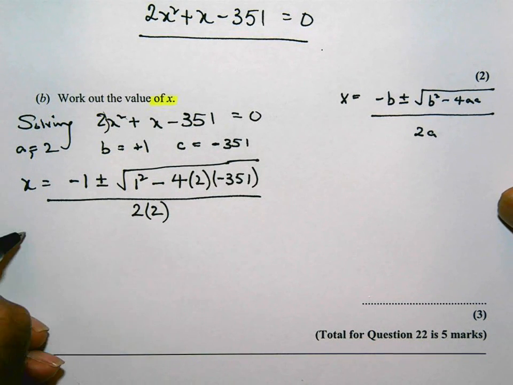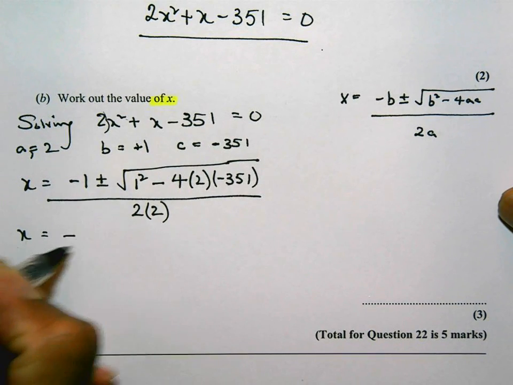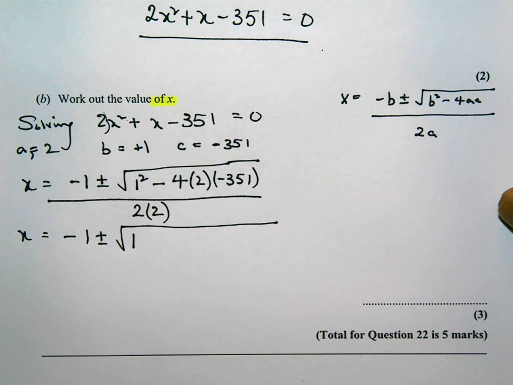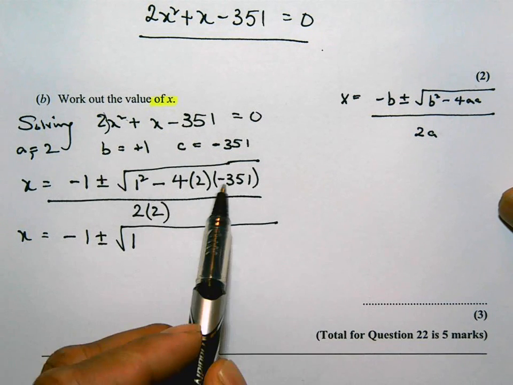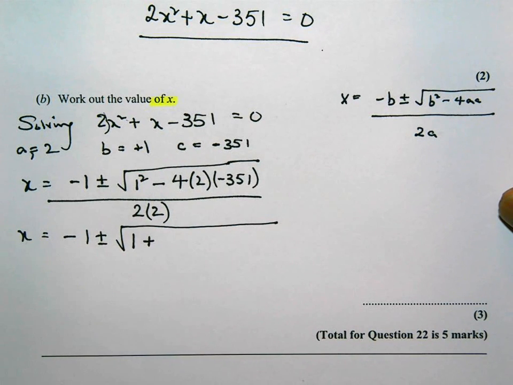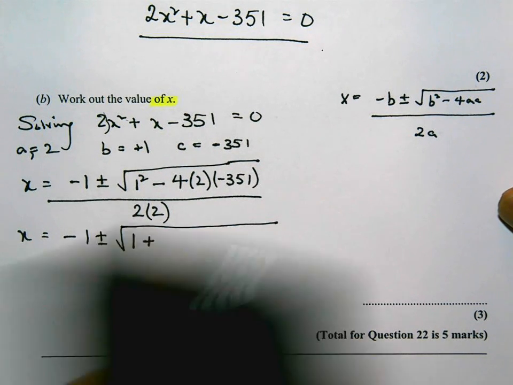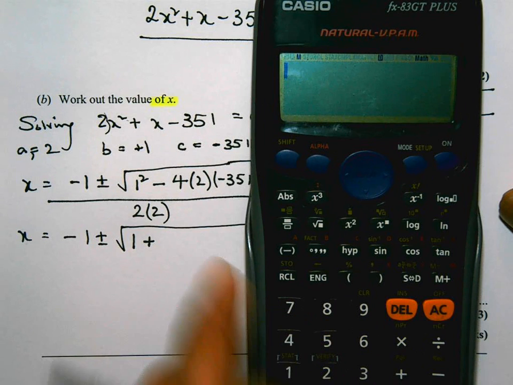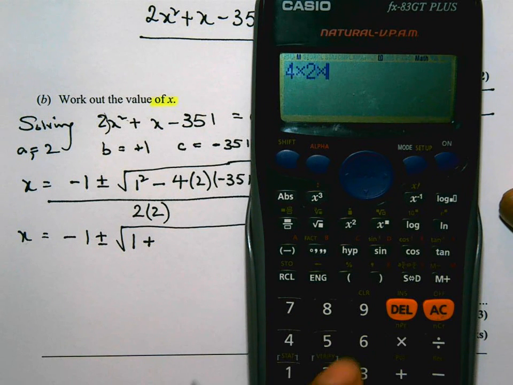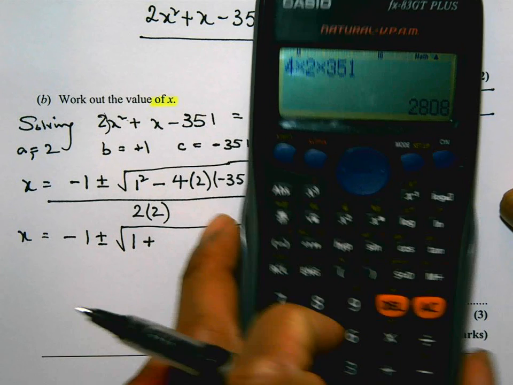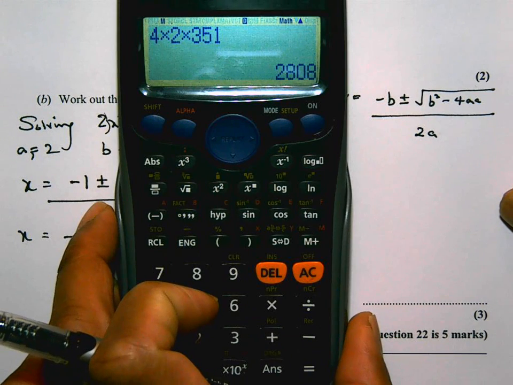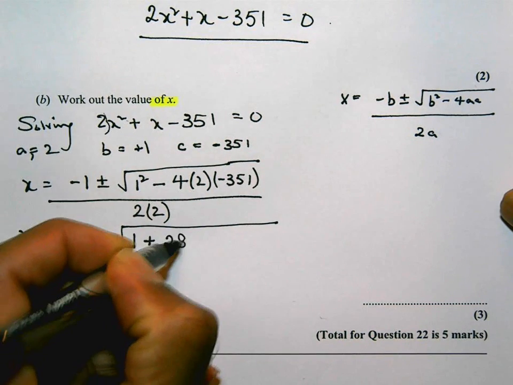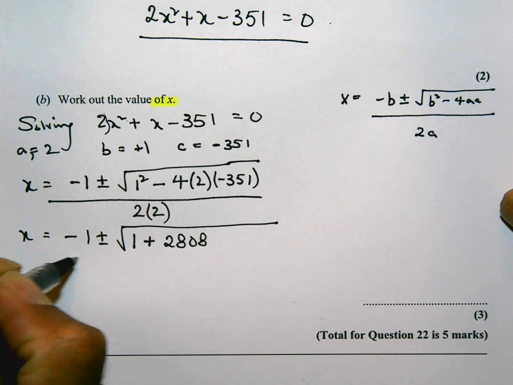So that's going to be minus 1 plus or minus the square root of 1. And if I look here, a minus and a minus is going to make a plus. And I need to work out what 4 times 2 times 351 equals. That's 2,808, all over 2 times 2, which is 4.